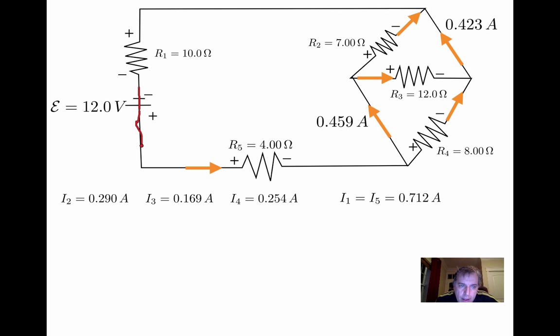I keep going like this. I go here. Now I go from the positive side to the negative side. That means electric potential decreases. So it means the voltage, the delta V, is negative.